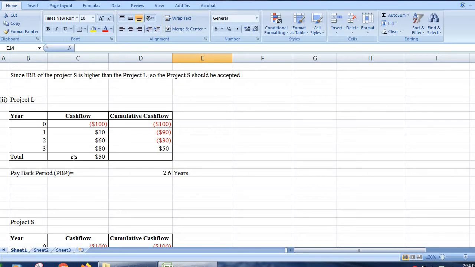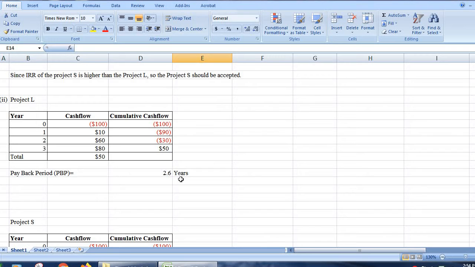Now let's calculate the payback period. Equal to 1 plus, first bracket, beginning of the year divided by total cash flow given in the year, close the bracket. So the payback period equals 2.6 years.